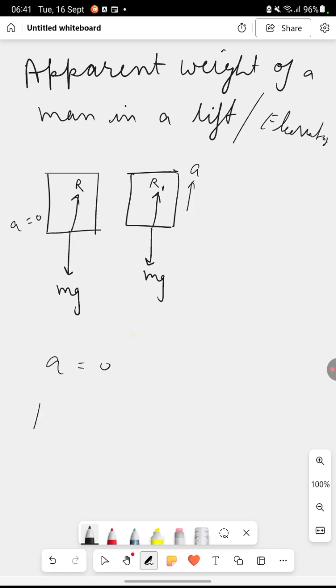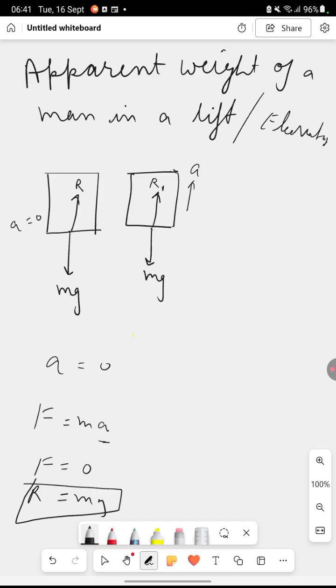We know from the second law of motion, F is equal to ma. We have acceleration 0, so the net force exerted on the person will be 0. So from here we can say any external force is 0, so R will be totally balanced by mg. This is the case when the elevator is at rest.